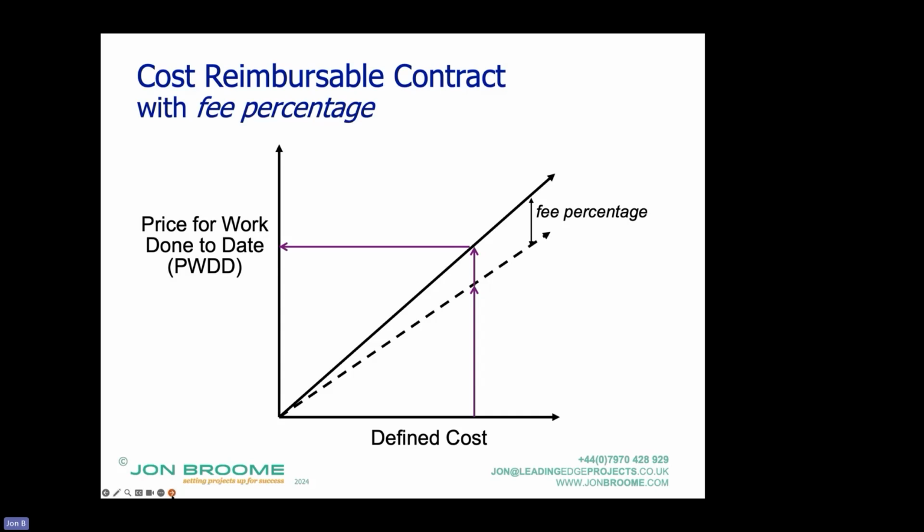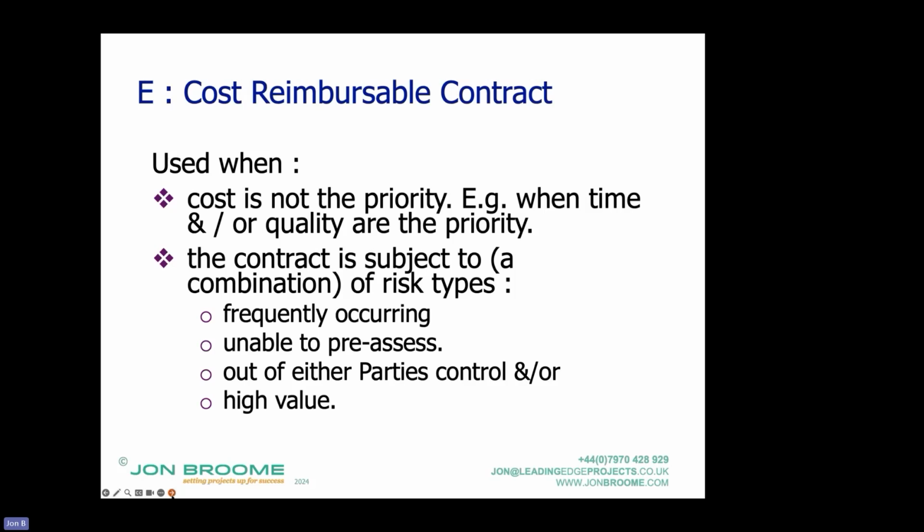But it's not a cost-driven route. So it's used when cost is not the priority. So when time and or quality are. So one of my regular clients is a water company. They use cost reimbursable contracts for emergency projects. They have friendly contractors who know how to do open book accounting for them.